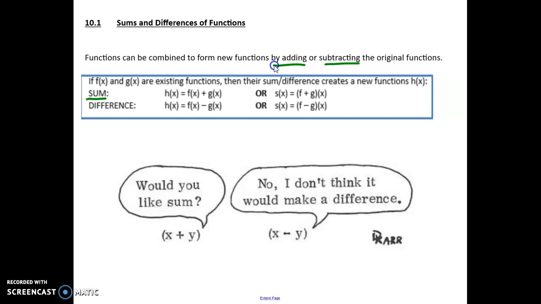Just like you all have names, we're just giving these names to these functions. So again, the sum is when you add two functions together, or you can write it as f plus g with the x on the outside. So you can write this in both ways. The difference is when we're subtracting two functions, and again, you can also write that as f subtract g of x. So again, we say this is f plus g of x, and f subtract g of x.